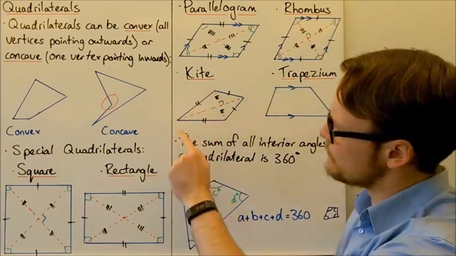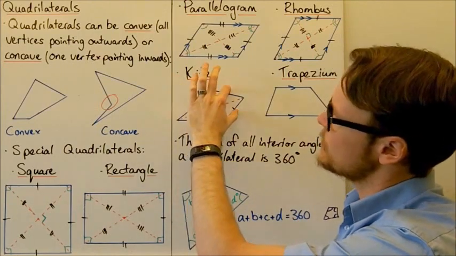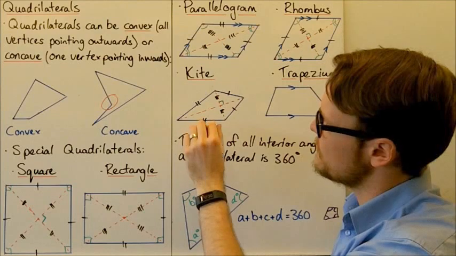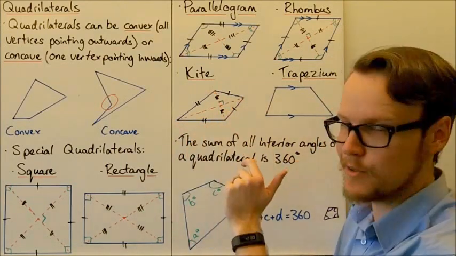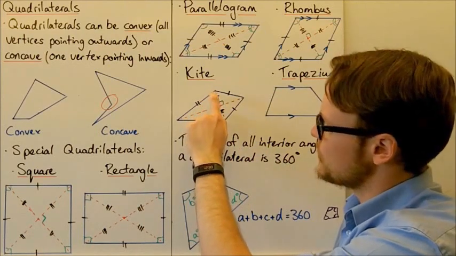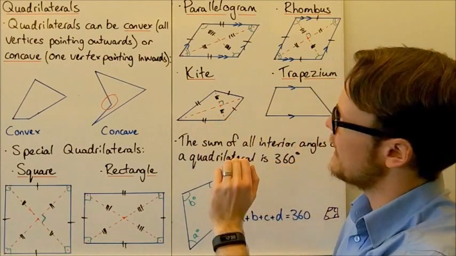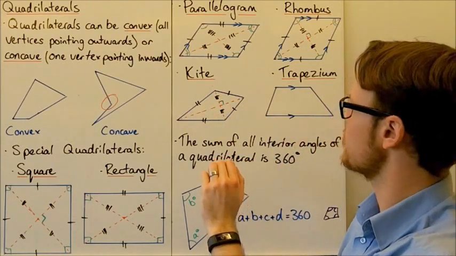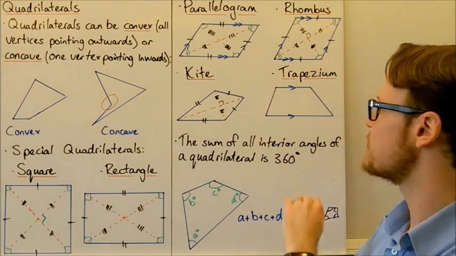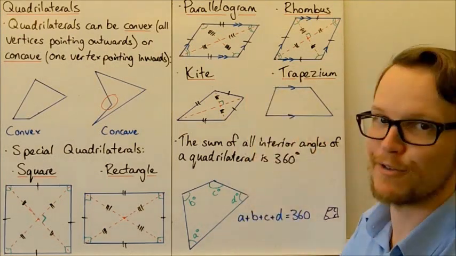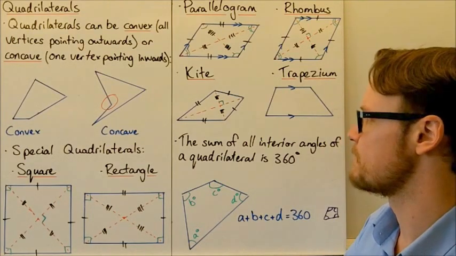Our kite has these two side lengths the same and these two side lengths the same. It also means that if we draw our diagonals, they intersect at right angles. Only one of the diagonals will be cut in two though, the other one is cut unevenly. And that's pretty much it about kites. Trapeziums, the only thing we can say about trapeziums is that two of their sides are parallel. That's the only thing that we can say definitely about trapeziums.